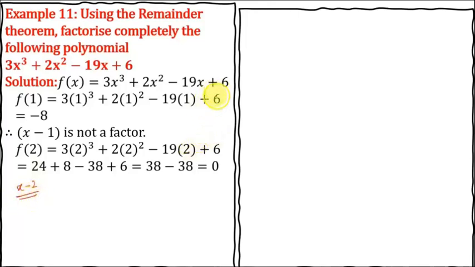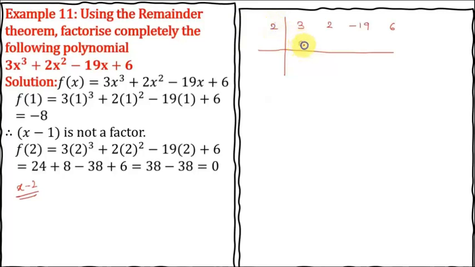Now we will find out the second factor by using synthetic division. See this here. Again, the given polynomial in decreasing order is correct: 3, 2, 1 and constant. Therefore, here is 3, 2, minus 19, and here is 6. For x minus 2, we take here 2.